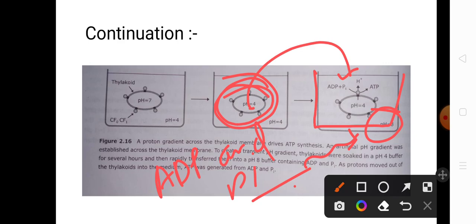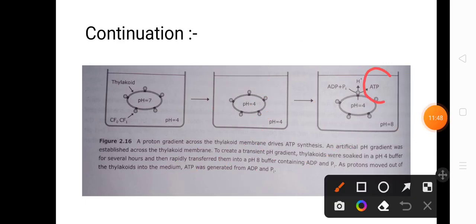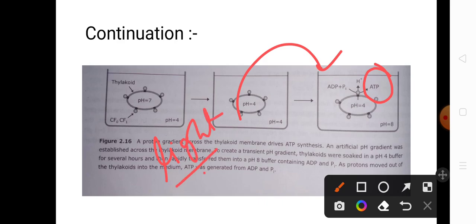Now after some time it was observed that ATP is synthesized. So the idea is, as we have not provided any kind of light, the energy driving the synthesis of ATP is none other than the transmembrane proton gradient, that facilitates the movement of protons from the lumen to the buffer environment as well as facilitates the synthesis of ATP.